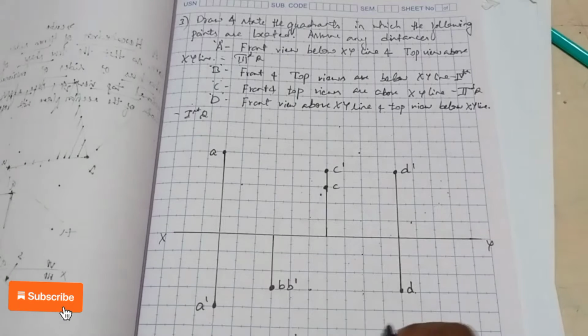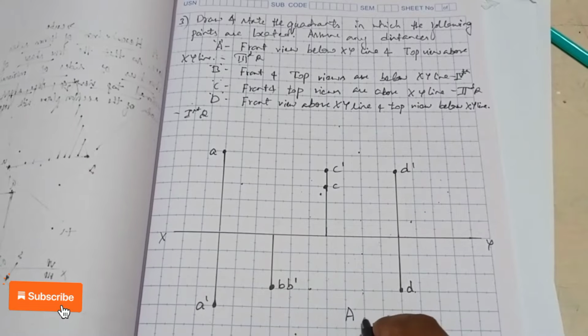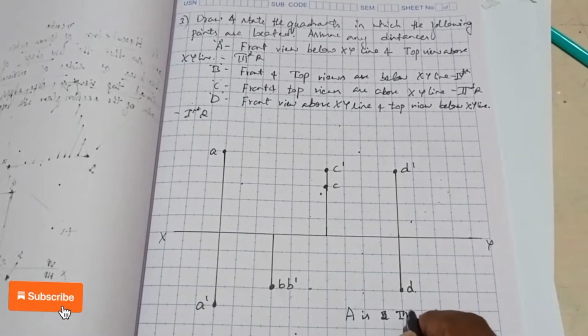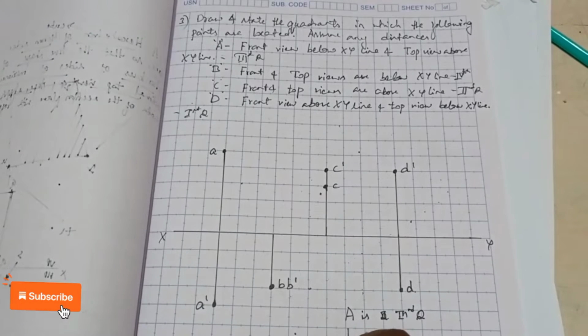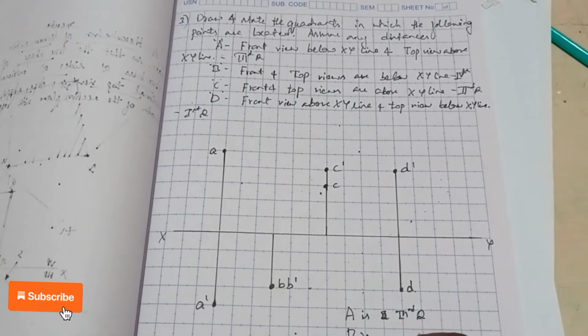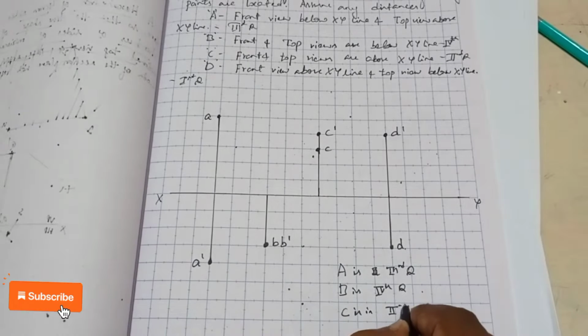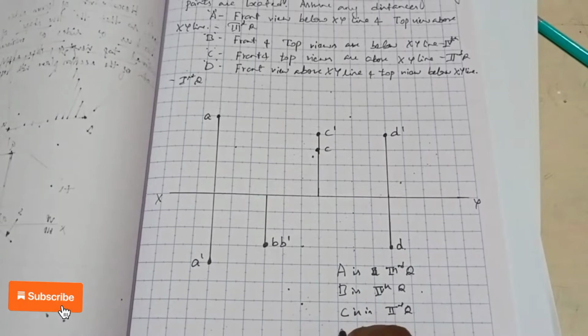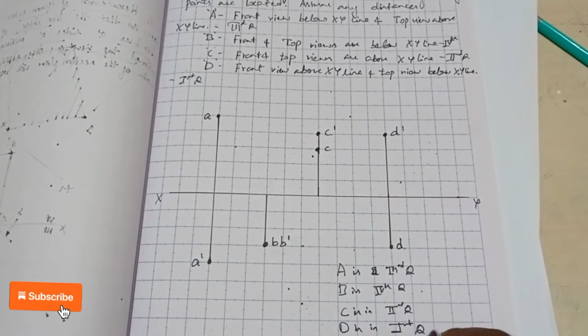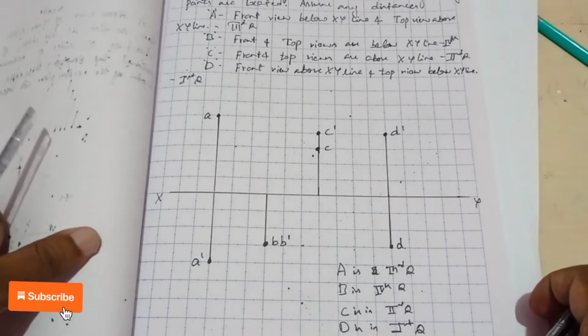If you want to mention, you can mention here: A is in third quadrant, and B is in fourth quadrant. Similarly, C is in second quadrant and D is in first quadrant. So that completes the problem.